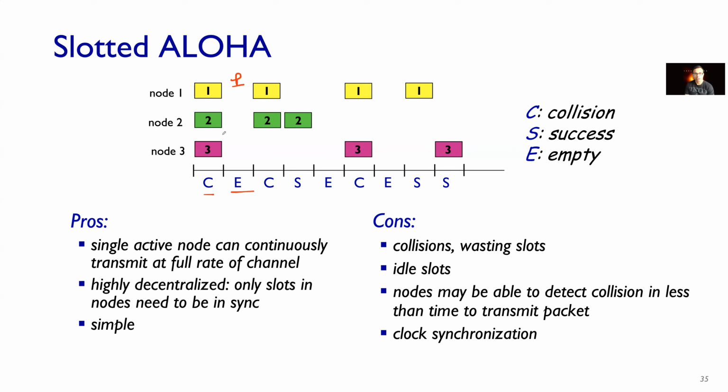In the fourth slot, it so happened that only node 2 decided to transmit. So this was a success indicated by S. In the fifth slot, remember 1 and 3 still have packets, right? Neither of them transmitted, again, based on that probability. So this slot goes empty. Sixth slot, both of them transmit together, collision, next one empty, and then eventually here you see successes.